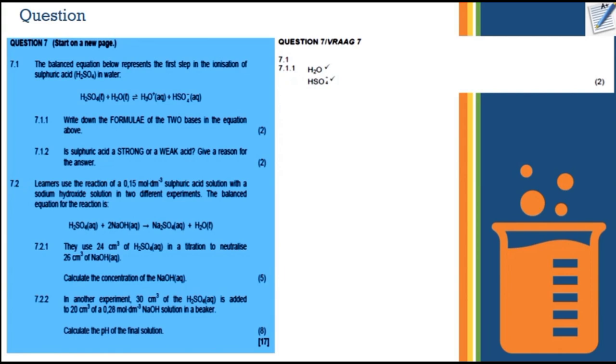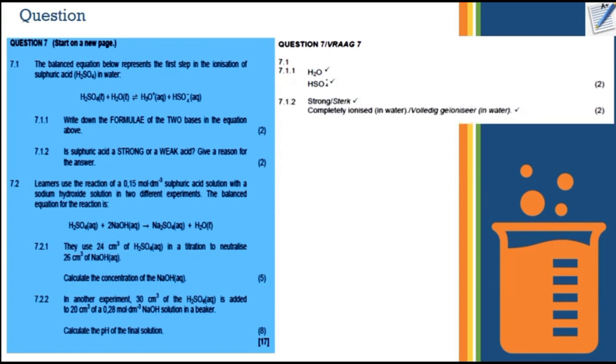What about 7.1.2? Is sulfuric acid a strong or, oh, I can hear you saying it. You're right. Yes, it's a strong acid. Why is it a strong acid? Because it completely ionizes in water. Please don't say it dissociates. It ionizes completely in water. All right? So there we've got four marks already. Two for 7.1.1 and two for 7.1.2.